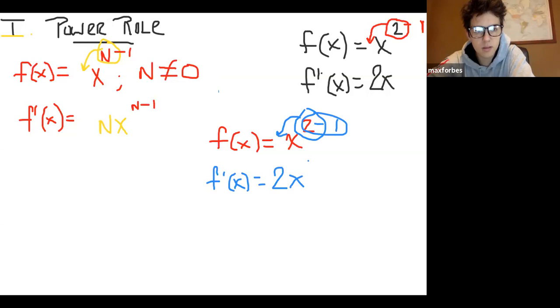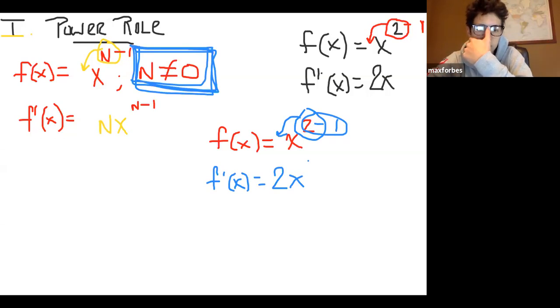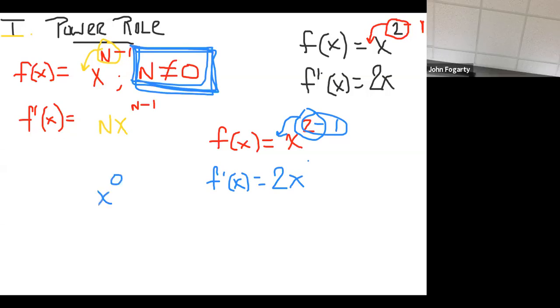Because if x to the power of 0, then it's 0, what would you have? 1. Yeah, so that's why n can be any other number. It could be a decimal, it could be a negative number, it could be any number, it just can't be 0, all right? Does that make sense?